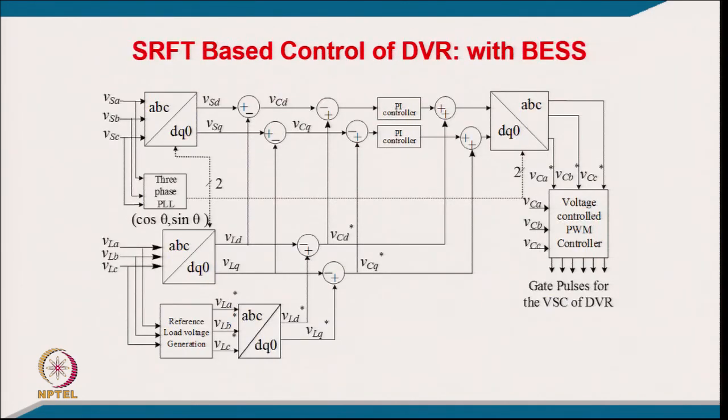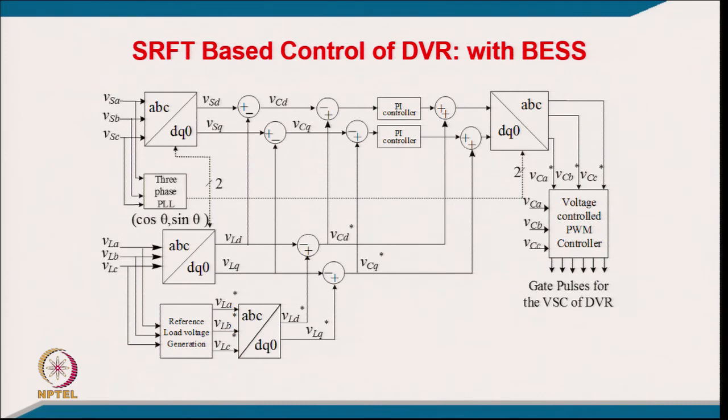So, this is typically the synchronous reference frame theory based control algorithm of DVR with battery supported DVR. If we look into this algorithm, the very purpose of the DVR is to regulate the voltage across the load. Here we sense the source voltage, and from the PLL, or we can take a template, we get cos theta and sin theta, which are required for transformation. We require transformation here, here, and a final transformation here. You can understand the transformation is required 3 times in synchronous reference frame theory.